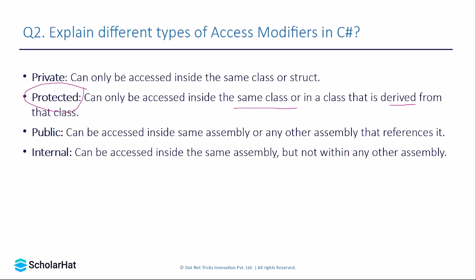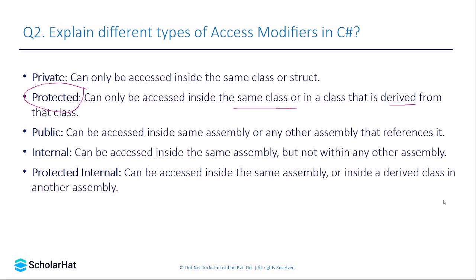The next is internal. Internal can be accessed inside the same assembly but not within another assembly. So suppose I've created a project file and a project consists of, let's say, an employee. All those properties and fields that are defined as internal can be accessed in the same assembly anywhere inside it, but they cannot go outside the same assembly. Like if we just get a DLL and use it somewhere else, internal won't be accessible over there. We can use public over there.